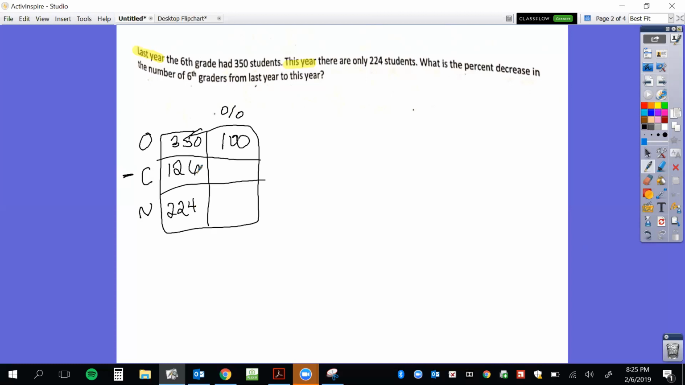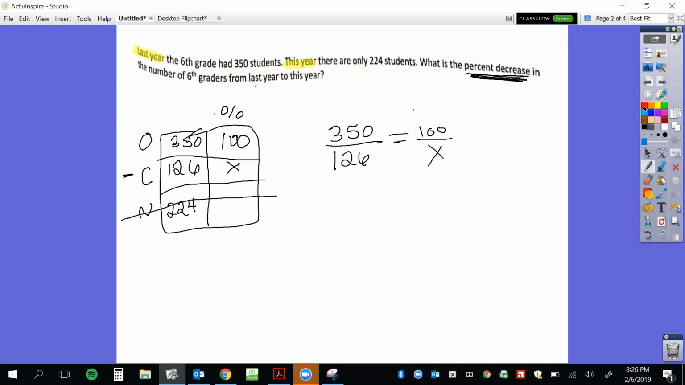Then it says, what is the percent decrease in the number of 6th graders from last year to this year? So what is the percent decrease? Decrease means it's asking for the change. Therefore, my X goes in the change box, and I do not need the new. Now, this is a proportion just like any other one we would have. So we're going to say 350 over 126 equals 100 over X.